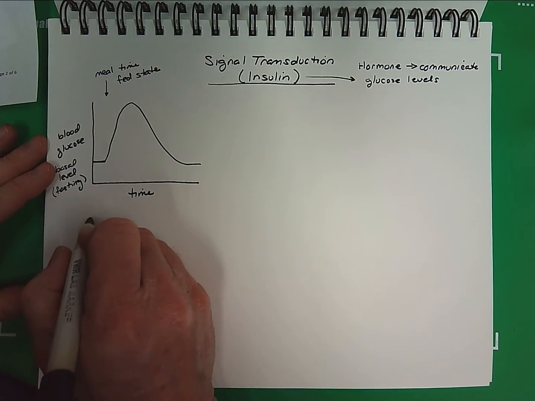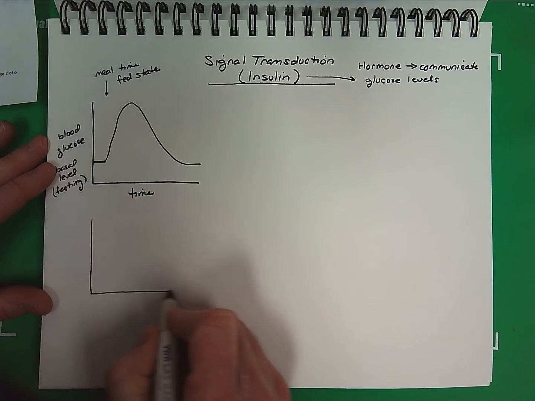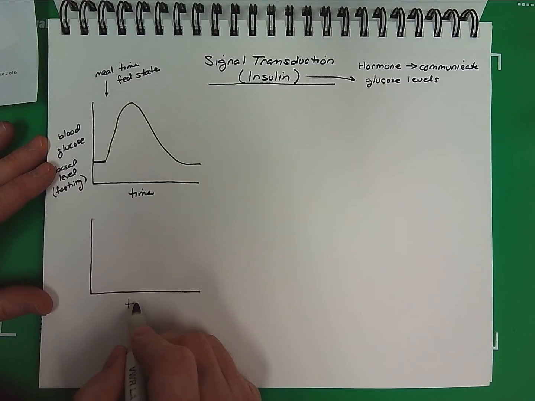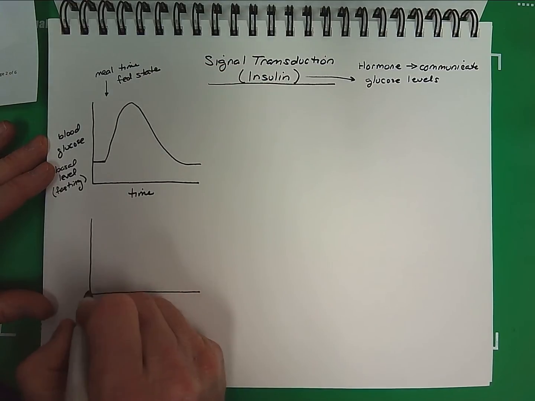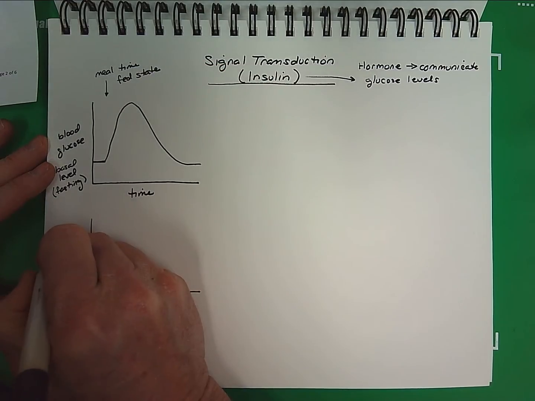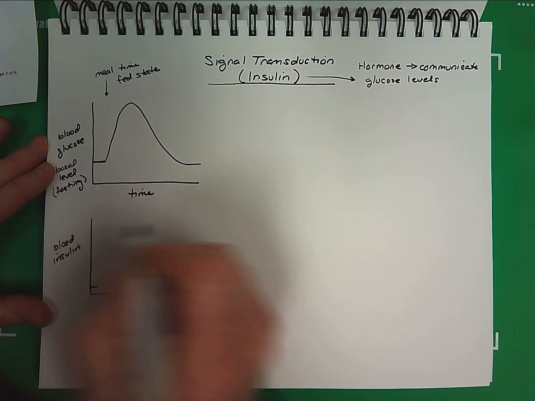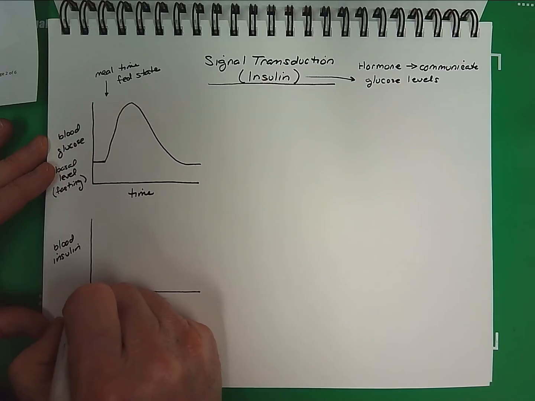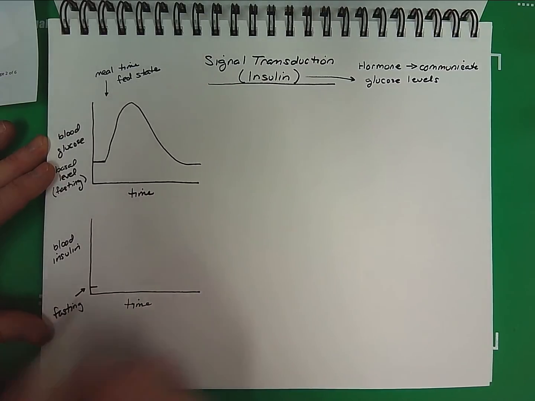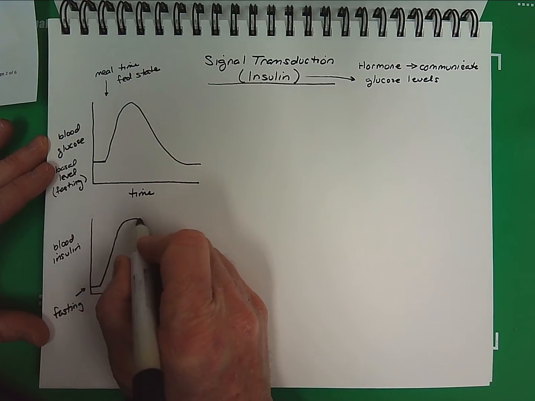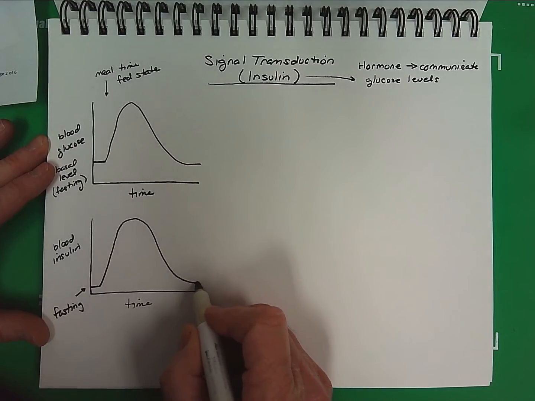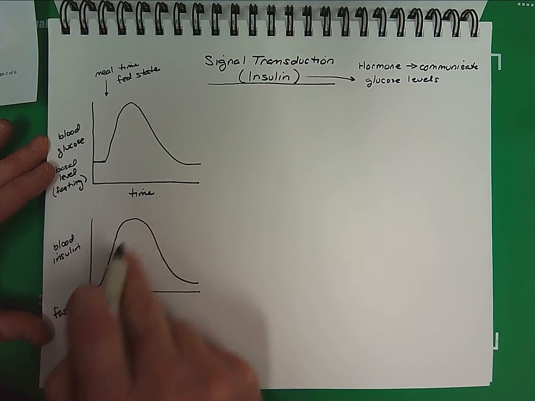Now, if we take a sample of blood from the individual that has undergone this mealtime, what we would notice is that there is a small amount of blood insulin during the fasting state. Very small. But upon consuming a meal, the blood glucose level will rise, and there will be a concomitant rise of insulin.